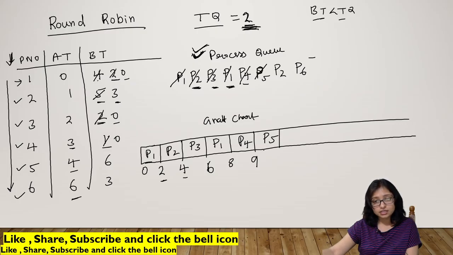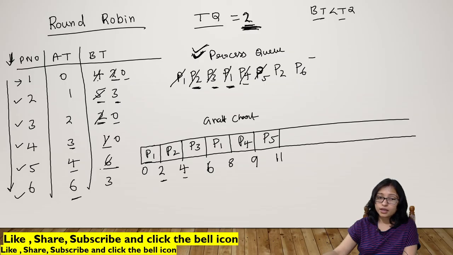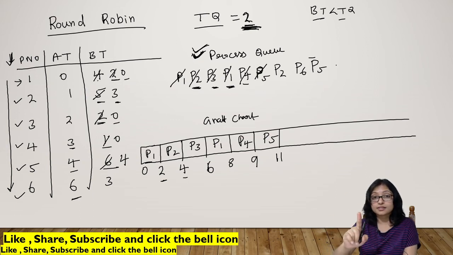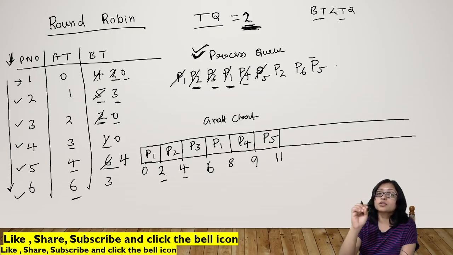Now the next one is P5. P5 is getting the chance. When P5 got the chance, P5 remaining, it required 6. But it cannot execute because time quantum is 2. So it will execute till 11 and here it will be remaining 4. Now P5 is remaining. So that's why here again write down P5 because P5 did not complete its task. Whenever I am not getting 0 means till now it is remaining. So that's why I have to write down again.